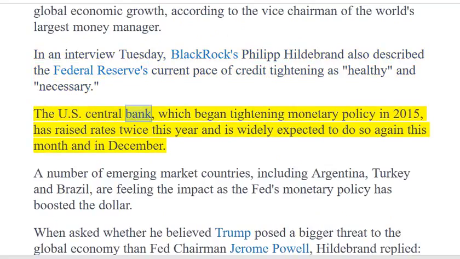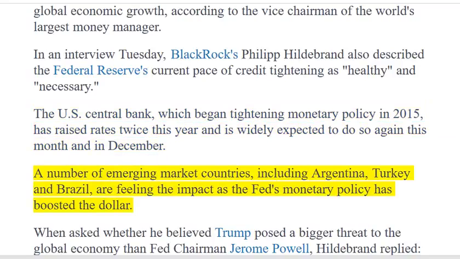The U.S. Central Bank, which began tightening monetary policy in 2015, has raised rates twice this year and is widely expected to do so again this month and in December. A number of emerging market countries, including Argentina, Turkey, and Brazil, are feeling the impact as the Fed's monetary policy has boosted the dollar.